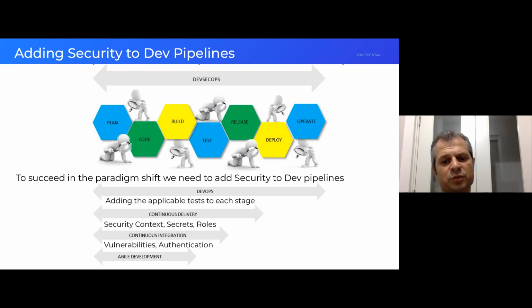If we want to succeed, we need to add the applicable tests to those processes, and then obviously it will be easier and faster to detect potential risks before they happen. It will be easier and faster to find them, to mitigate them, and keep our cluster and deployment secure.